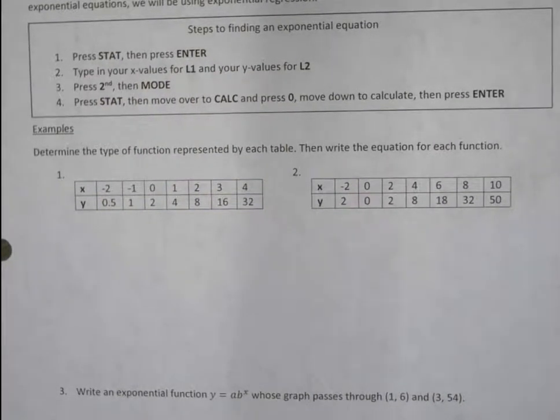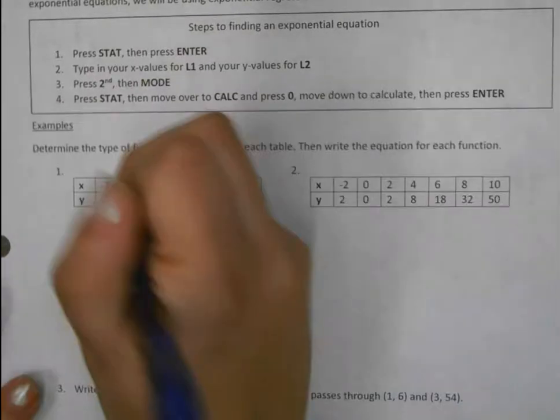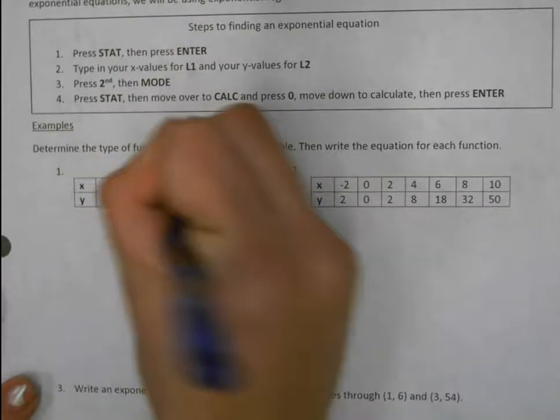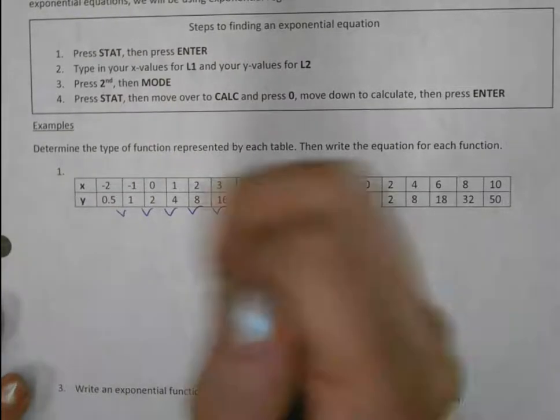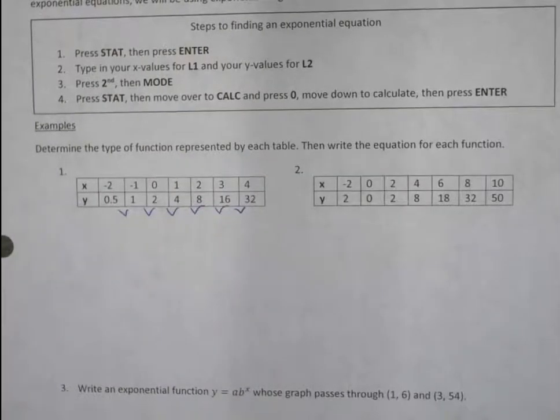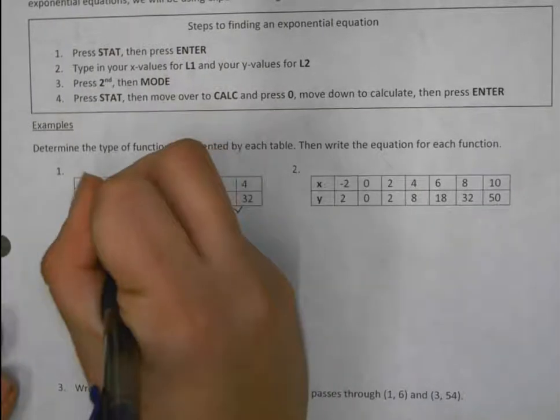So if I take a look, what is my pattern on my y values here? How are they changing? What is the pattern for how these are changing? Times 2. Okay.